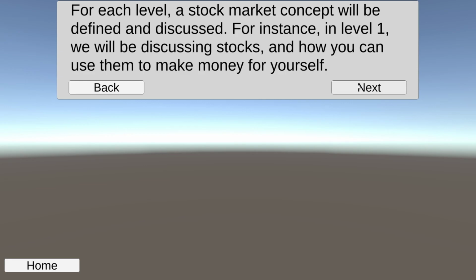Just going over here what's going to happen for most of the levels. Assuming this prototype was developed into a full game, a lot of the levels would be very similar, teaching a stock concept and then providing a stock chart that you can use to buy and sell whatever stock market tool is being gone over in that level.